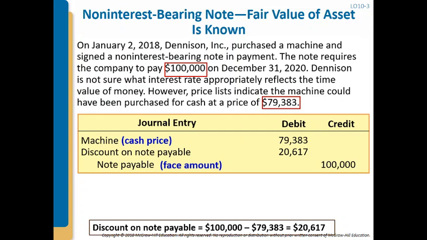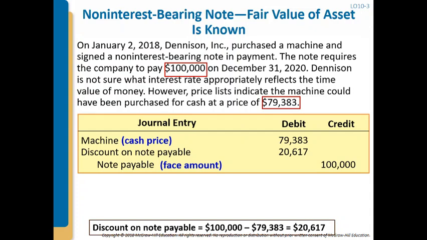Now, if you know the fair value of the asset, such as we have here, let's look at what we do. On June 2nd, 2018, Denison Inc. purchased a machine and signed a non-interest-bearing note in payment. The note requires the company to pay $100,000 on December 31, 2020. So what is that? 18, 19, 20? 3 years.